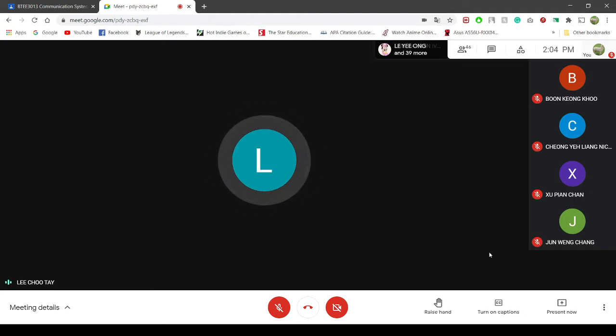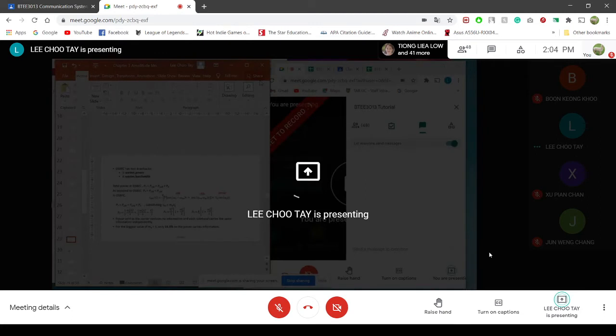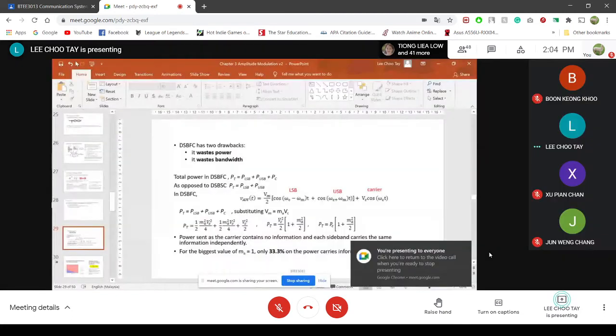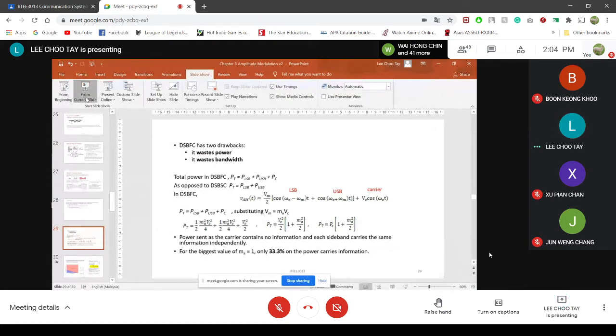Okay, so for today, I'm going to continue with the amplitude modulation. For amplitude modulation, let me see. Okay, can you see my screen? Yes.